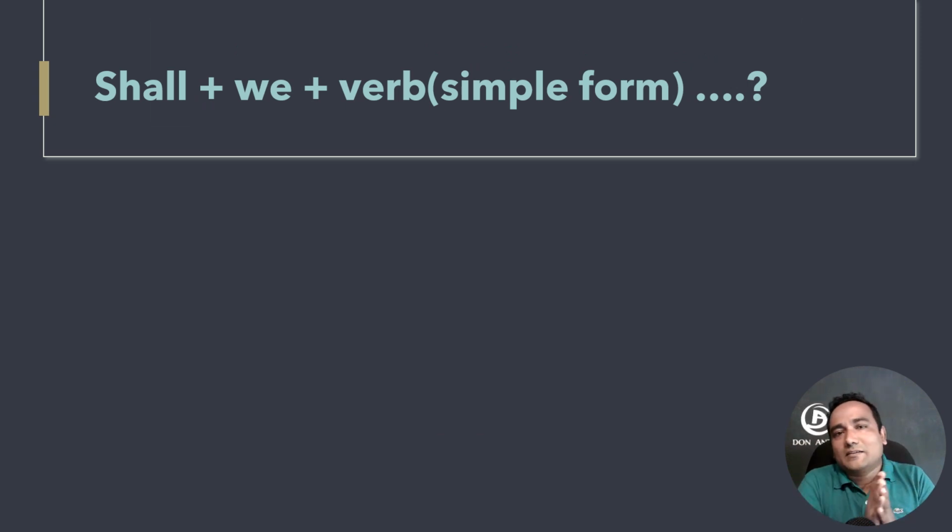When we are going to make suggestions by using the modal verb shall, we use the modal verb shall first, then the pronoun we or I. Generally we use the pronoun we plus a verb. That verb should be in simple form. Let's have a look.